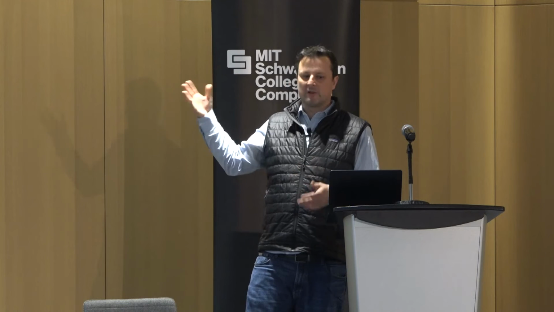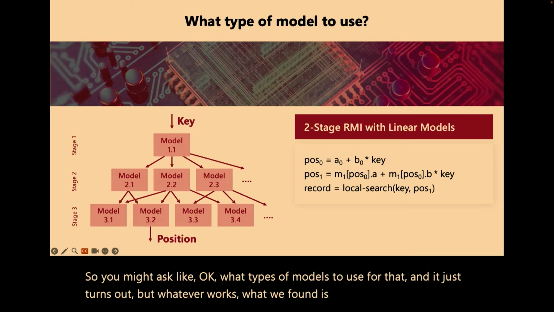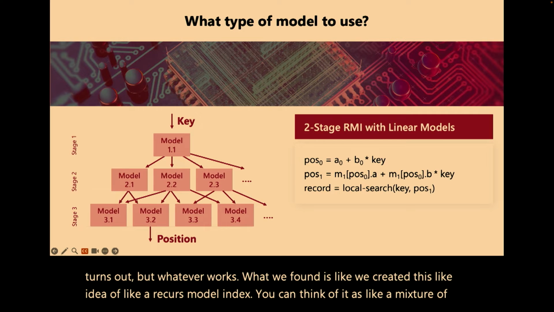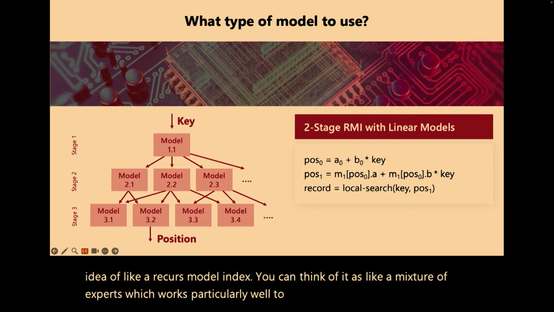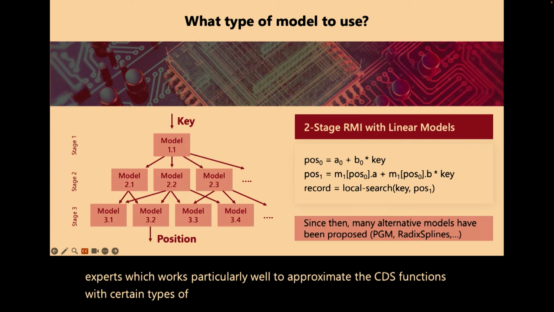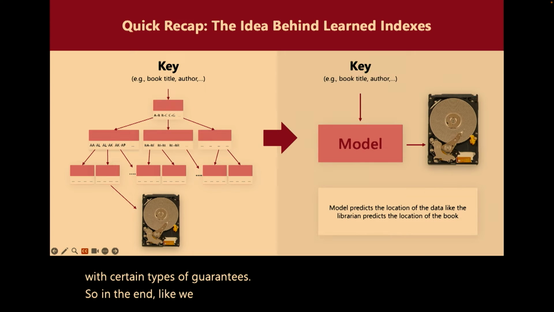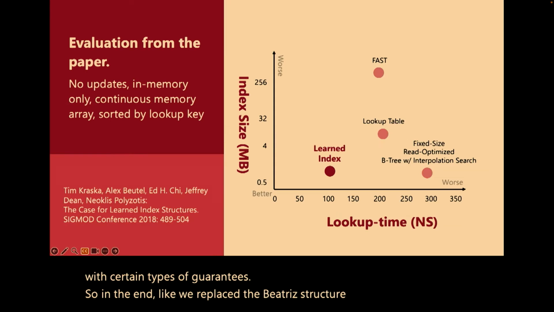So you might ask, okay, what types of models to use for that? And it just turns out, whatever works. What we found is we created this idea of a recursive model index. You can think of it as a mixture of experts, which works particularly well to approximate the CDF functions with certain types of guarantees. So in the end, we replaced the B-tree structure with a model, and we did evaluate it.